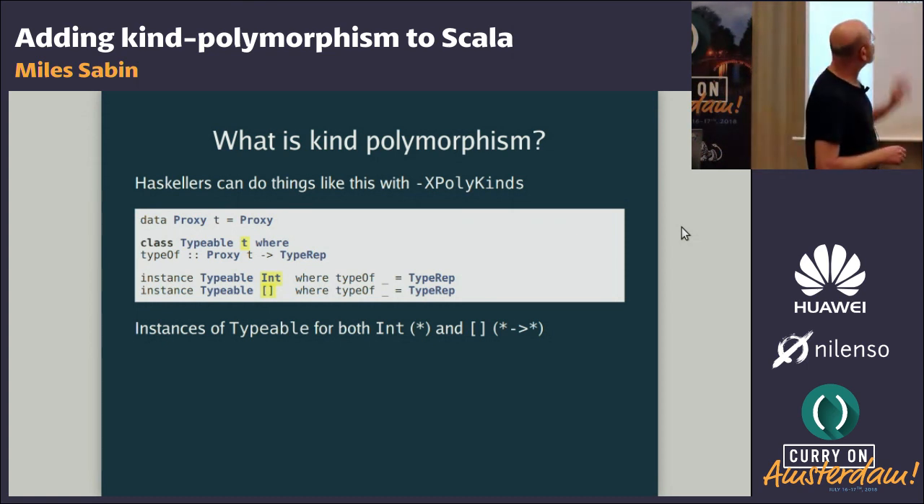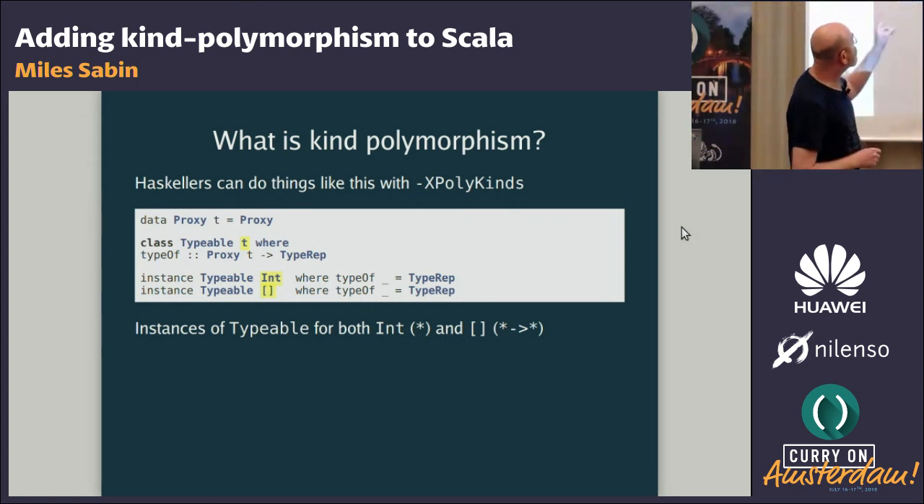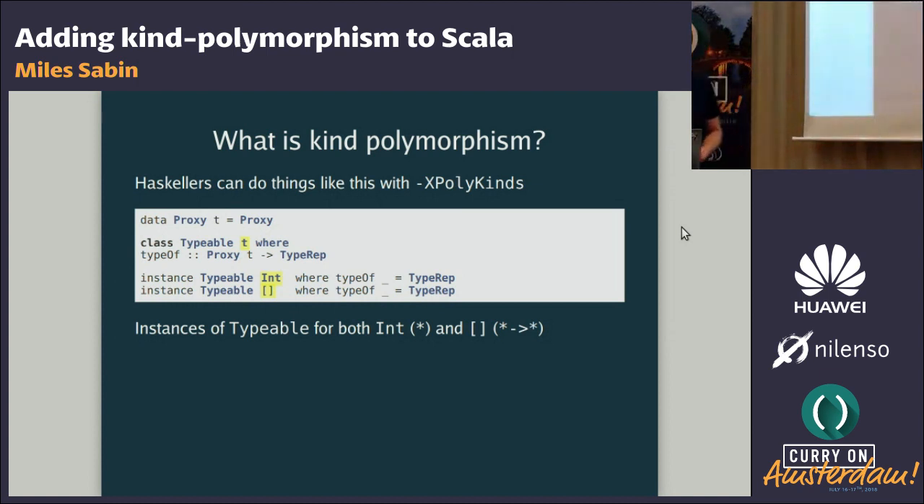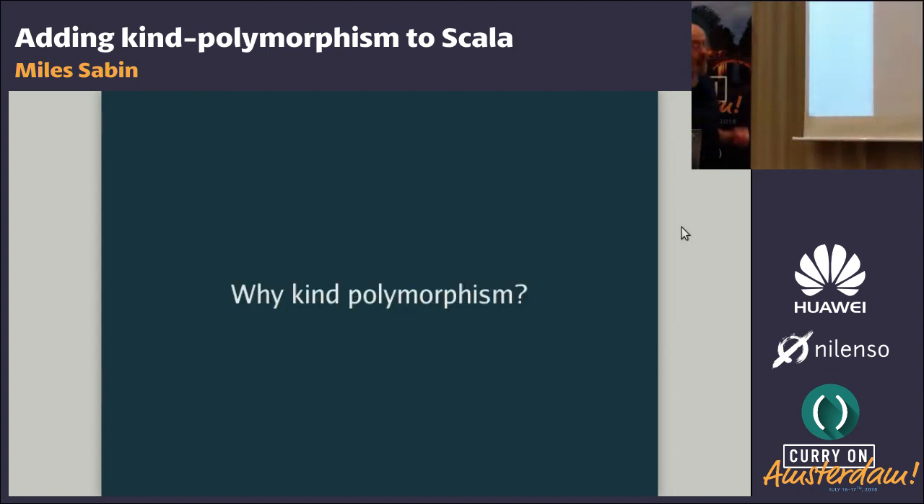It differs in some ways, and the key thing here is that you can see that we've defined instances, or at least the compiler provides instances for types, a type like Int and also a type like List. Int is a type of kind star, no holes. List is a type of kind star arrow star, one hole. But we can provide instances of the type class for both of those types. Okay, so why? Why do you want it?